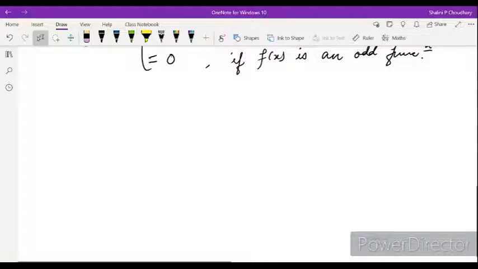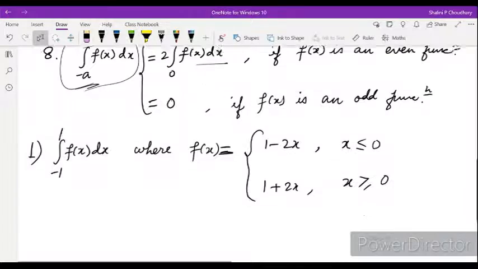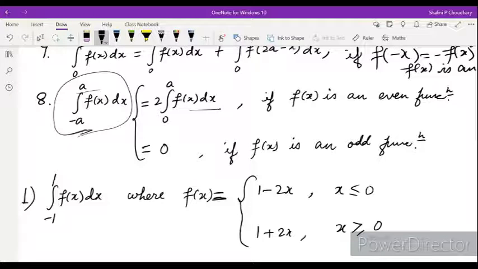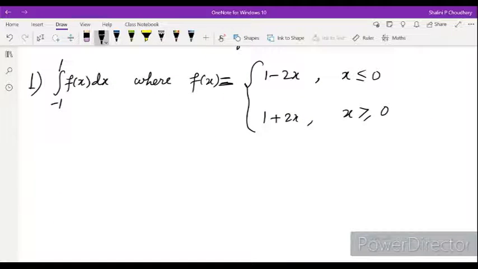Okay. So we have a question given. Now, how will we solve this question? Here the interval is -1 to 1. But here we can't use this property. Why? Because in this question they have given x is less than or equal to 0, it means when x is negative. And x is greater than or equal to 0, it means x is positive.